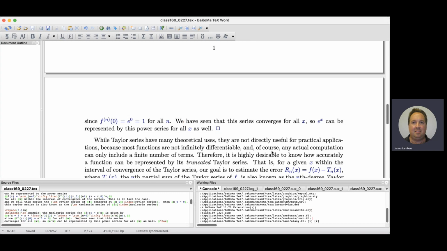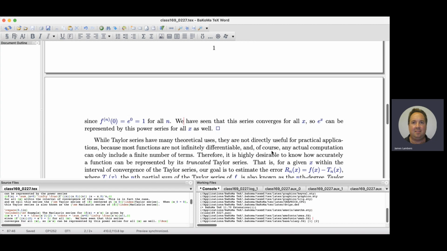So now we have a way of obtaining the power series for any function. But the existence of a Taylor series assumes that a function has infinitely many derivatives, that all those derivatives are defined, which is not true in general. And if we're going to use a Taylor series, of course, we can't use infinitely many terms in any practical computation. You have to cut it off after a certain point.